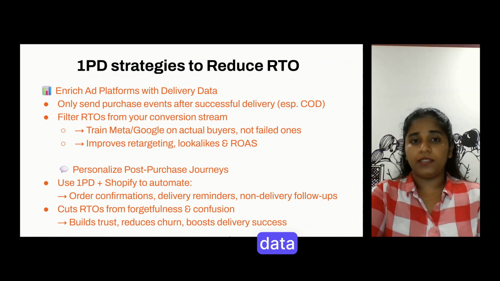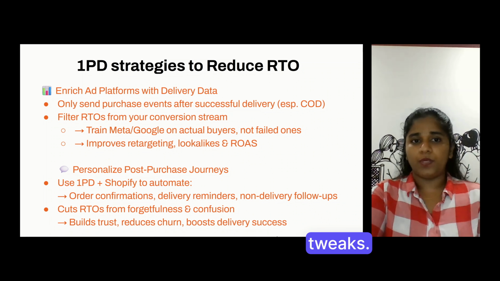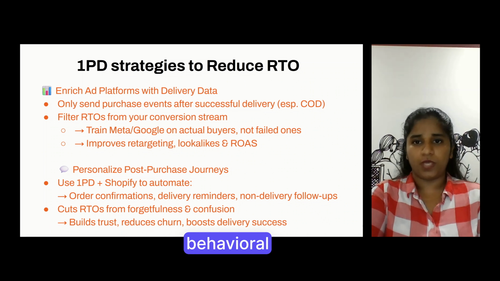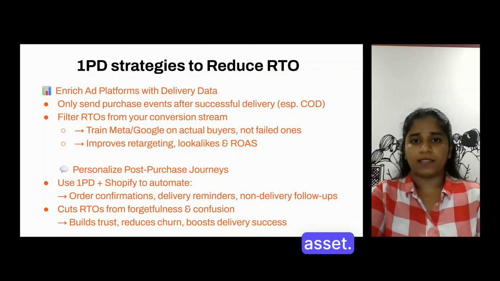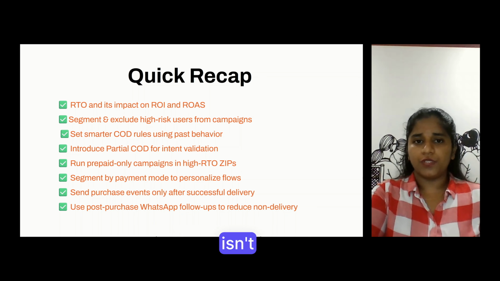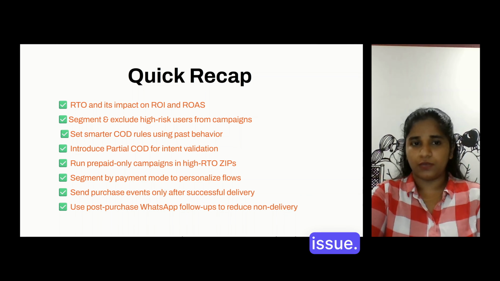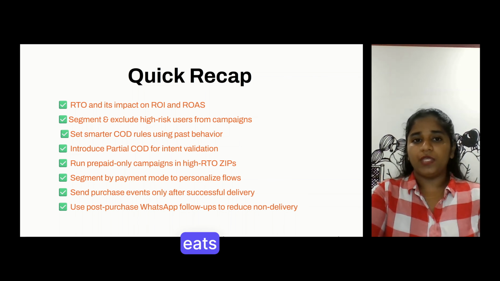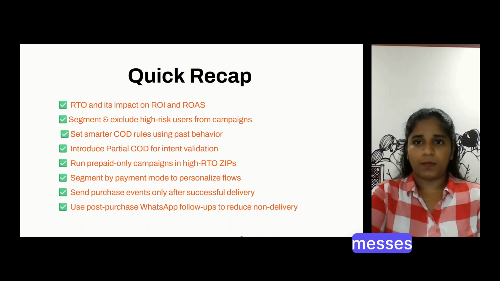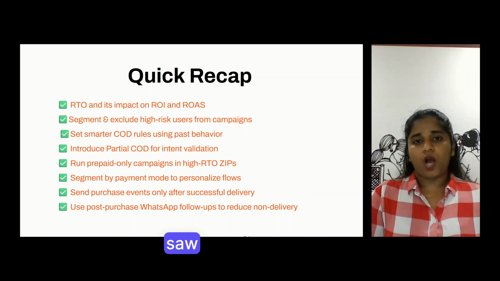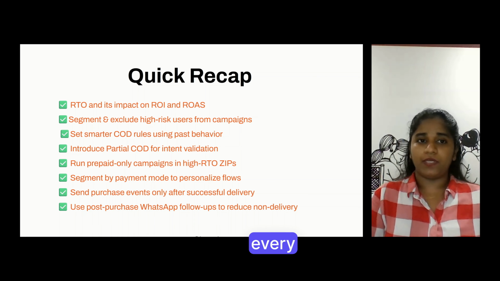These are practical, data backed 1PD strategies to reduce RTO and boost your conversion health. They are not hacks, they are not one time tweaks, they are long term systems built around behavioral data, your most valuable asset. To sum it up, reducing RTO isn't just about better shipping or customer service, it's a data problem. And the solution: first party data. So we started by breaking the myth that RTO is only a logistics issue. In reality, high RTO eats into your margin, breaks your ad performance, and messes with your customer trust. Then we saw how first party data helps you fix it at every level.